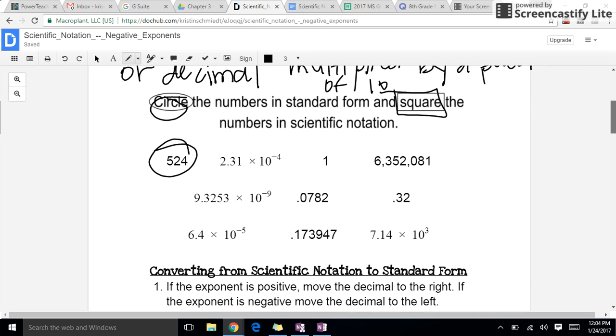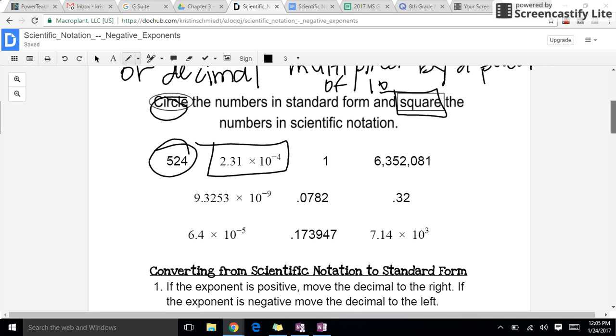Okay. What about this next one? 2.3 times 10 to the negative 4. We're going to square that because it is in scientific notation. Perfect. See how it's multiplied by 10 and then to the negative 4. So that negative exponent is fine. That just tells us it's in scientific notation. You guys need to pause the video at this time and make sure you finish the circles and squares. When you're done, you can continue and check your answers.